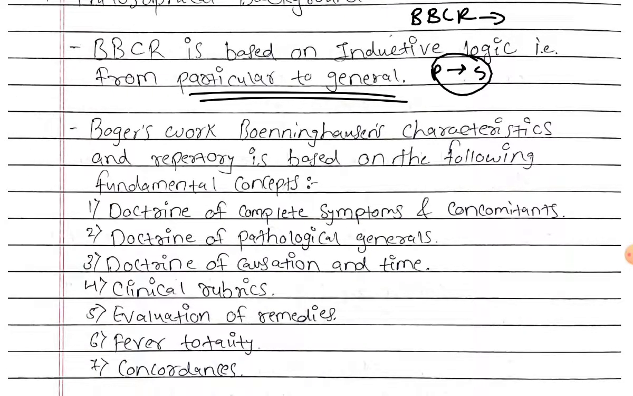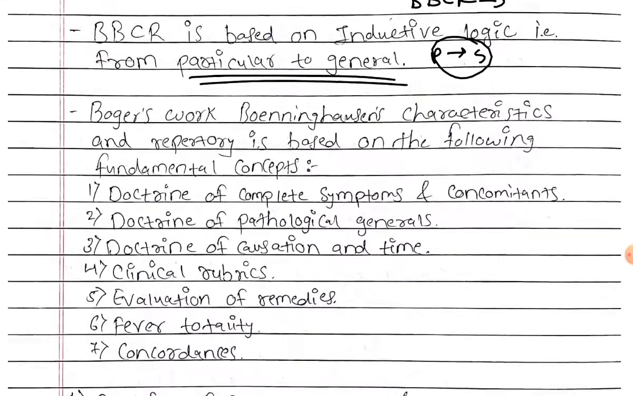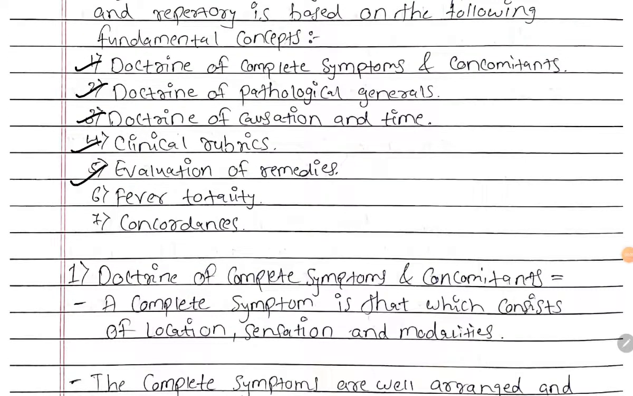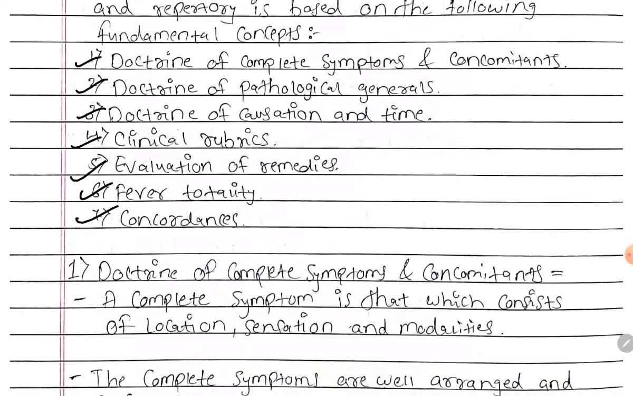Boger's work, Bonninghausen's Characteristics and Repertory, is based on the following fundamental concepts. First one, doctrine of complete symptoms and concomitants. Second, doctrine of pathological generals. The third one, doctrine of causation and time. Fourth one, clinical rubrics. The fifth, evaluation of remedies. Sixth, fever totality. And the seventh, concordances.